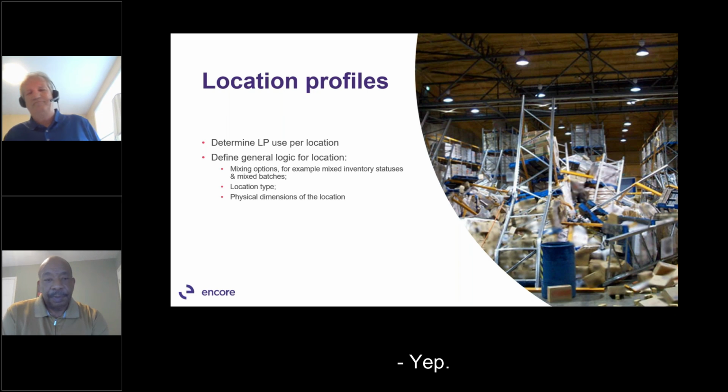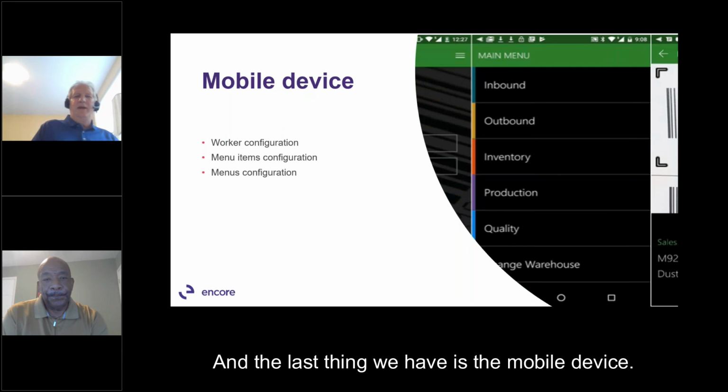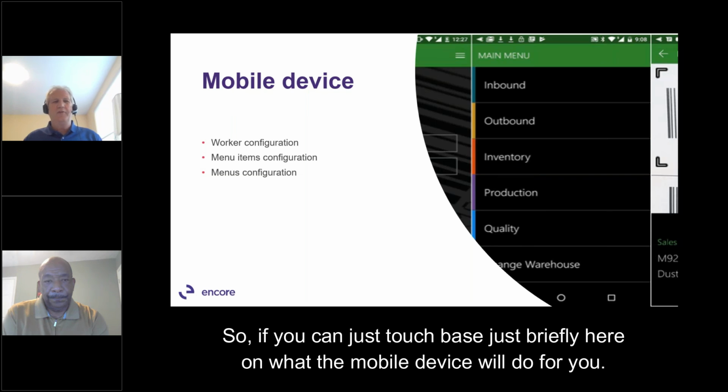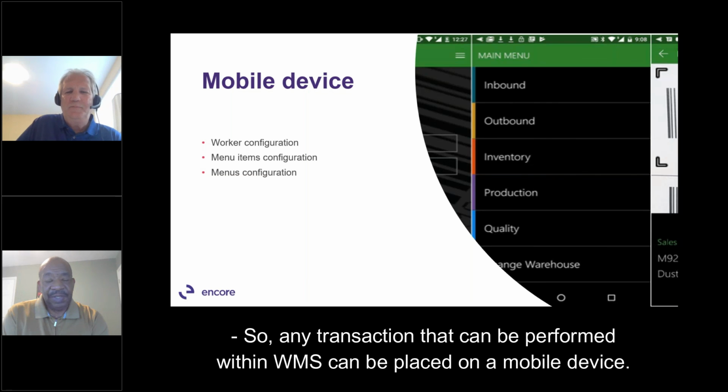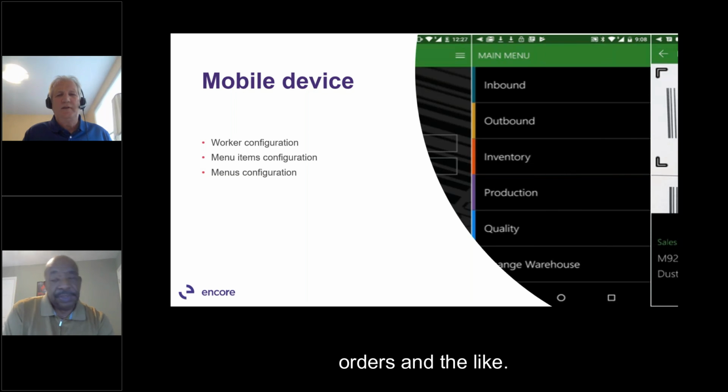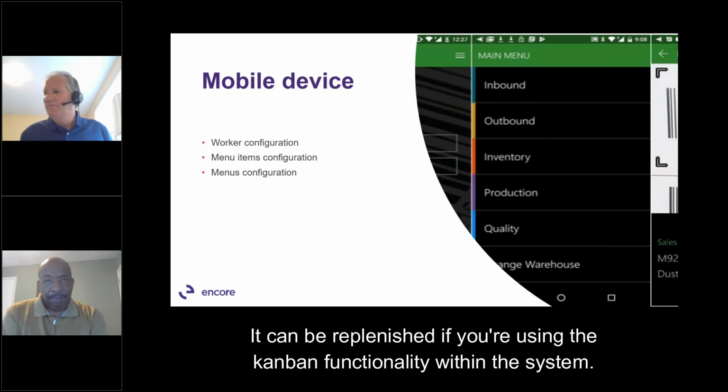Yep. And the last thing we have is the mobile device, and this is somewhat of the key to make things happen, especially with the barcoding or the QR codes. If you can just touch base briefly on what the mobile device will do for you: any transaction that can be performed within WMS can be placed on the mobile device. That can be quality control related activities, receiving, and picking for production and sales orders and the like. It can be replenishment.